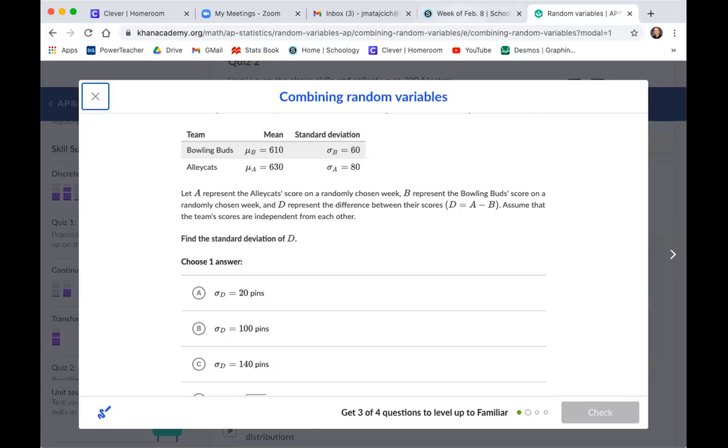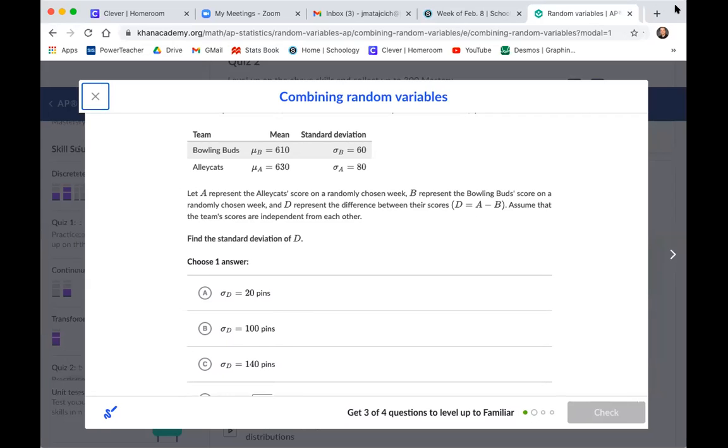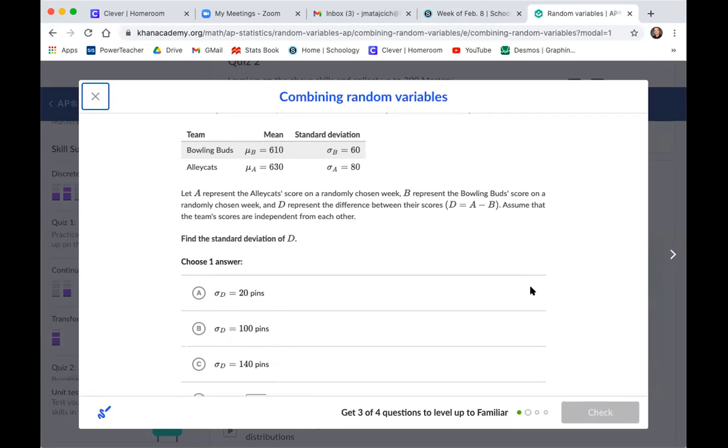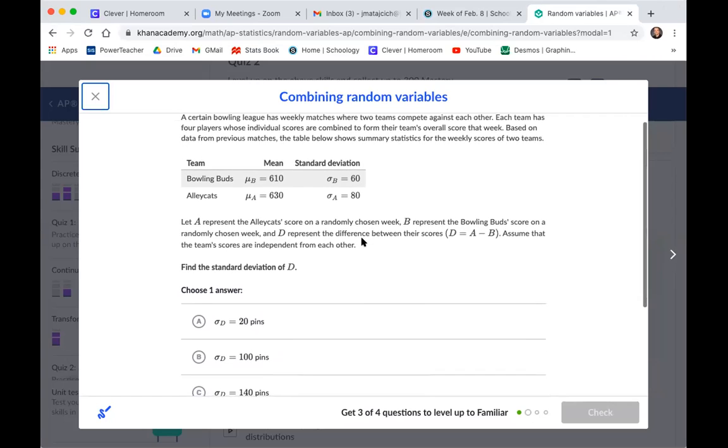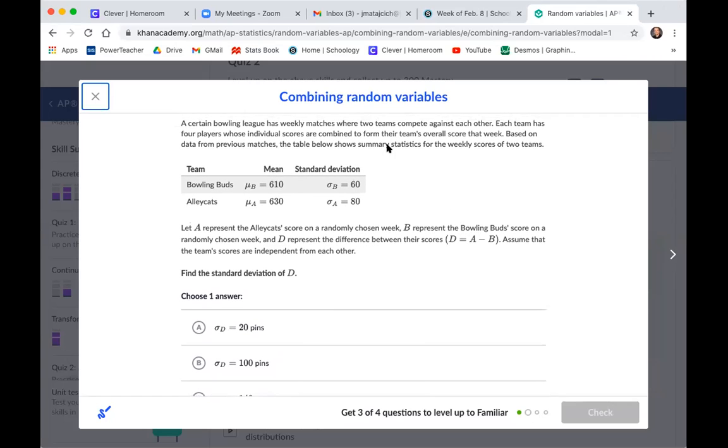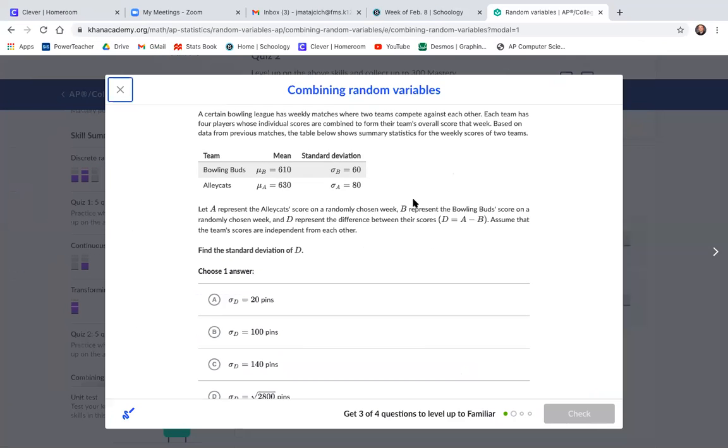All right, combining random variables. Just going to go through a couple of these Khan Academy exercises. Decent problems. So what do we have here? A certain bowling league has weekly matches where two teams compete against each other. Each team has 4 players whose individual scores are combined to form their team's overall score that week. Based on some data, they've calculated summary statistics for us.